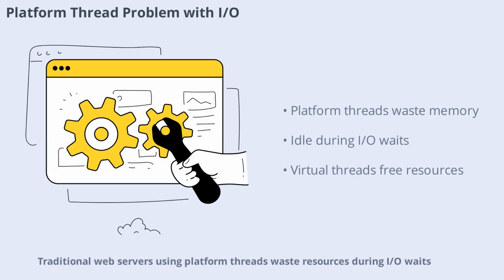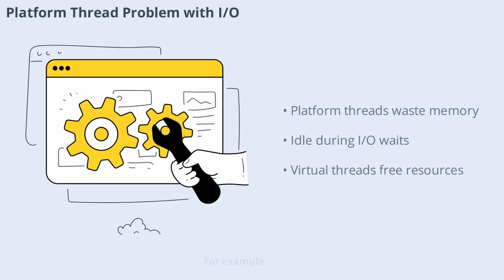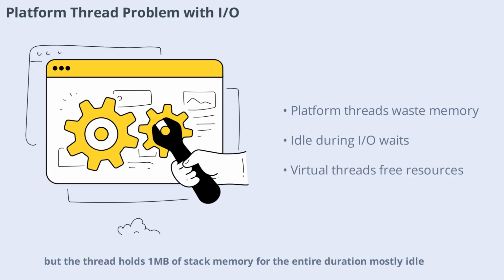Traditional web servers using platform threads waste resources during I/O waits. For example, handling an HTTP request involves only a few milliseconds of CPU work, but the thread holds 1 MB of stack memory for the entire duration, mostly idle. With 200 threads, that's 200 MB of memory used inefficiently.